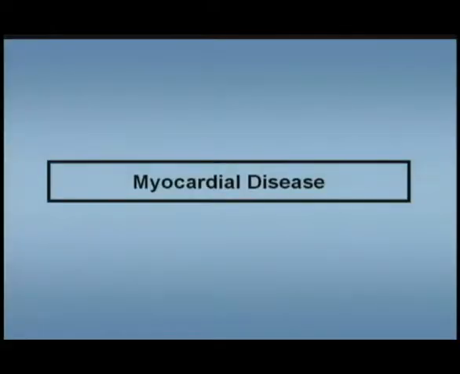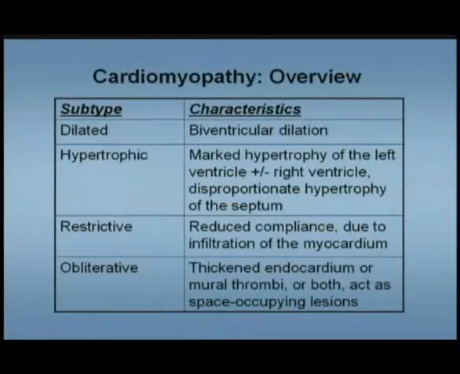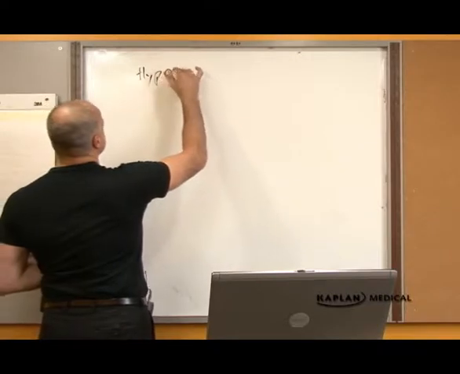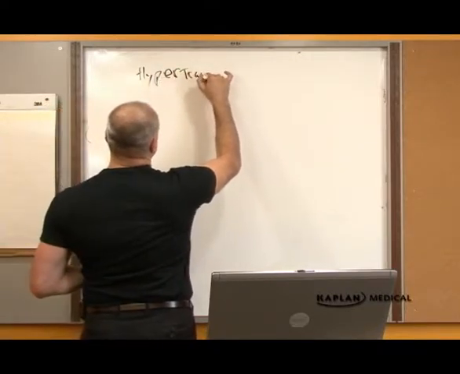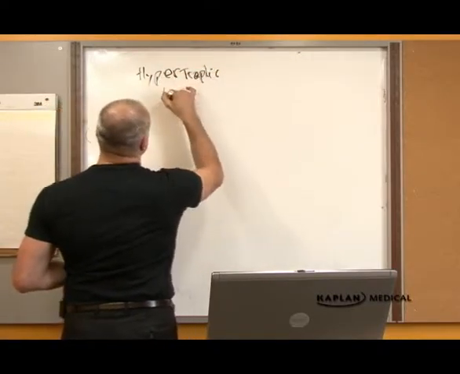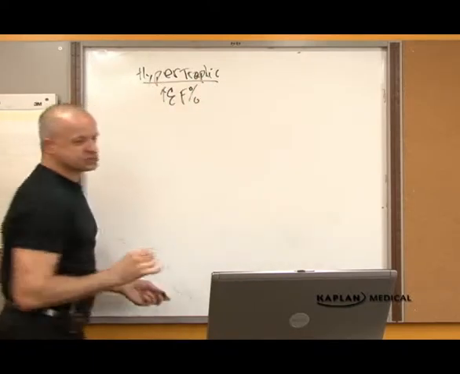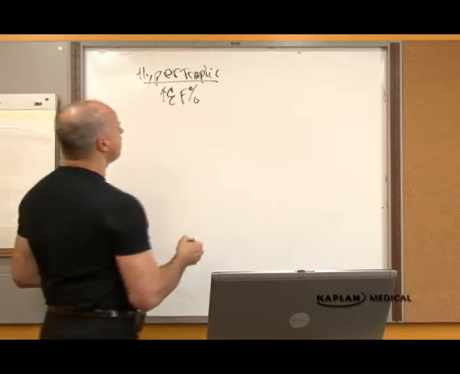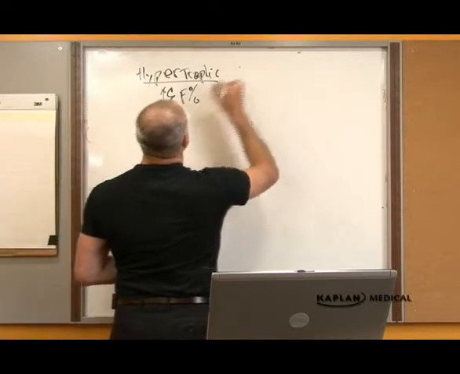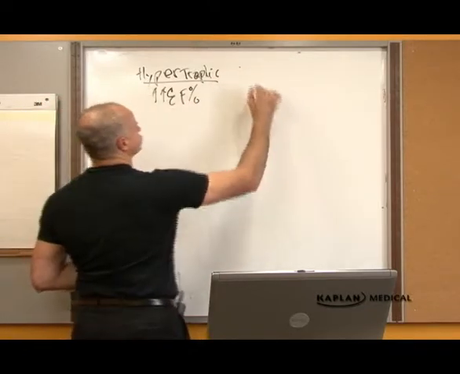Our next section is myocardial and pericardial diseases. Now, myocardial diseases means cardiomyopathies, and cardiomyopathies can be either hypertrophic. Hypertrophic cardiomyopathy means that you have a high ejection fraction. You can contract, but you can't relax.